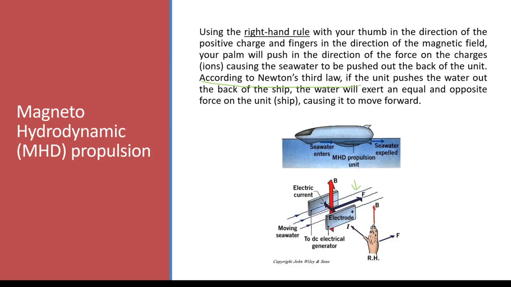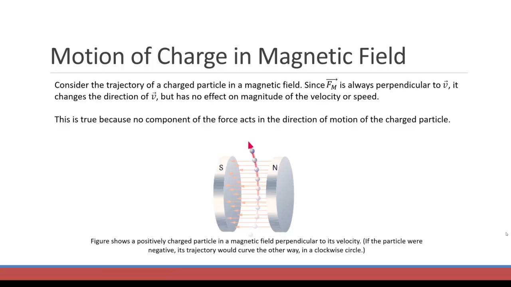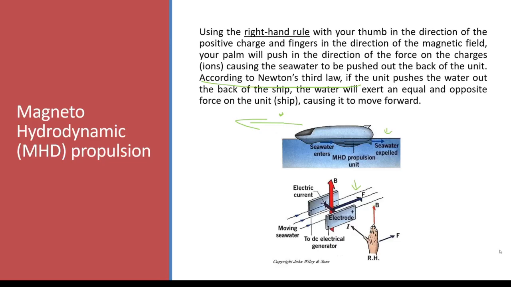According to Newton's third law, if the unit pushes the water out the back of the ship, the water will exert an equal and opposite force on the ship, causing it to move this direction. So on its FBD, this force would show up, this one would not. But this is not an FBD. So it's a very clever way of thinking and manipulating using this magnetic force of a plate system.